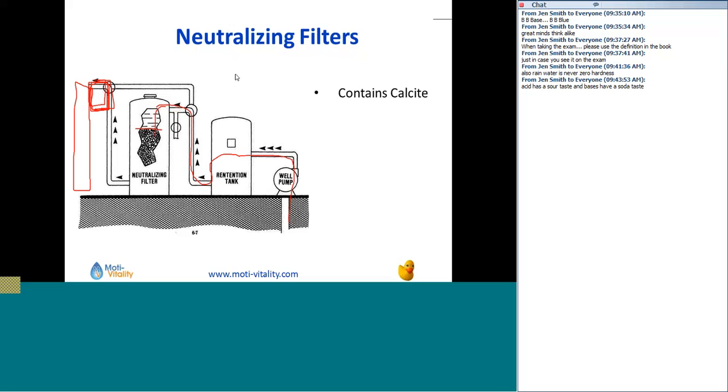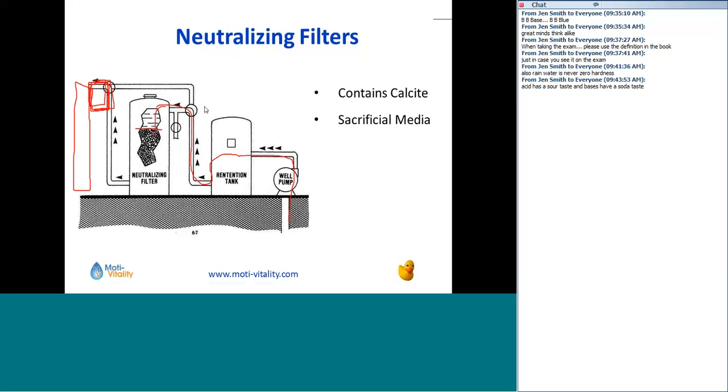Each to their own. It is a sacrificial media. That means it dissolves, and you may need a softener after the system. It may enhance some of the iron problems, but a neutralizing filter, a calcite filter, also will take out some of the problems as well. So some of the iron, it will act as a kind of pre-iron filtration, but it may bind up some of that iron.